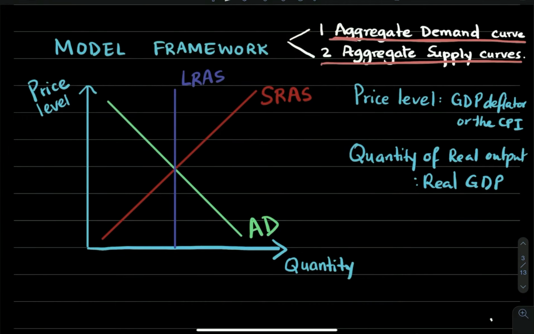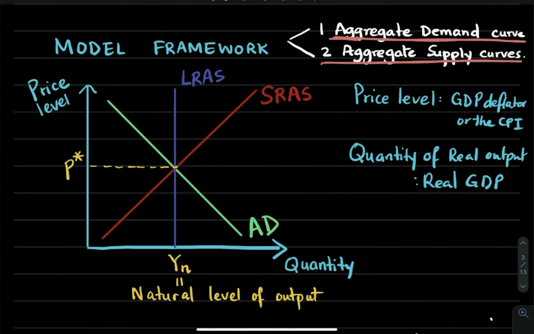Okay, so in this case we have P star, which clears the market, and we have Yn. I'll tell you why I'm calling this Yn. Yn is the natural level of output. Okay, so this is like what is the level of output in the long run? What is the full employment level of output? But we'll be talking more about this in later videos.